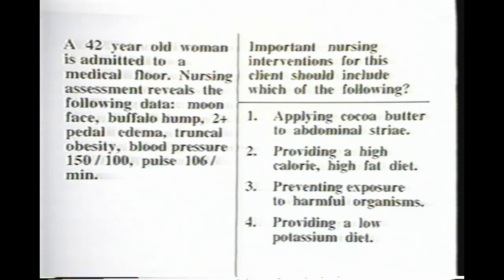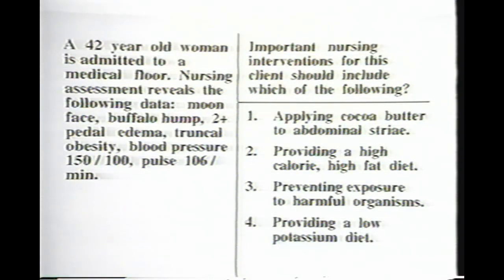Now this question is interesting. If you'll note from the symptoms, they don't ever tell you exactly what this client has. As a nurse, you should be able to pull those pieces together, and I'm sure you did as you were reading that list of symptoms. About the time you came to buffalo hump, you said Cushing syndrome. Now, look in the stem of the question. It says important interventions, and that's a key word for us.